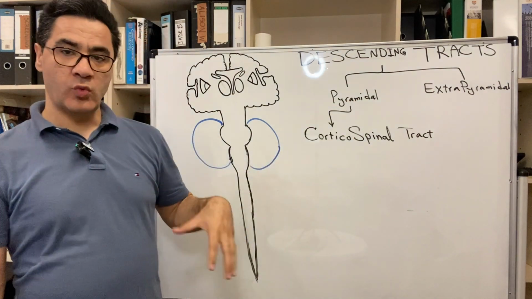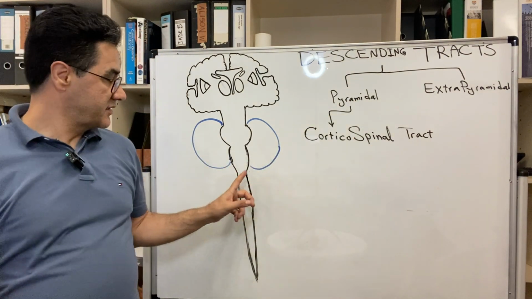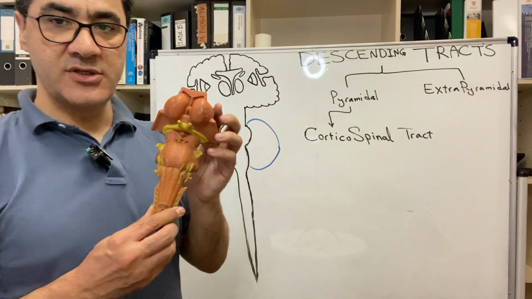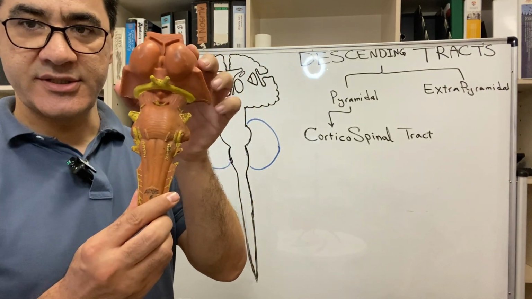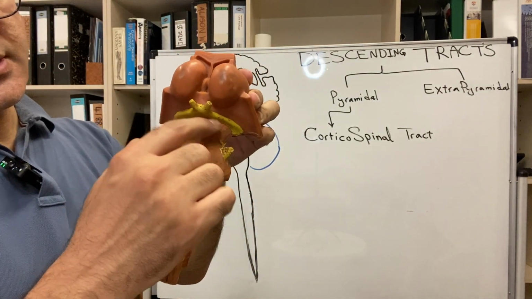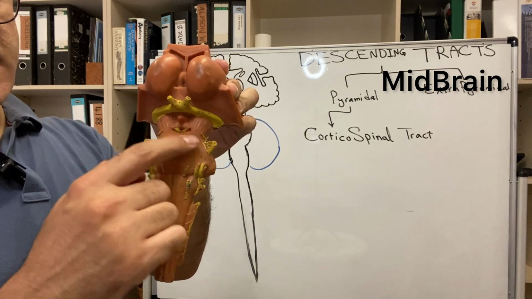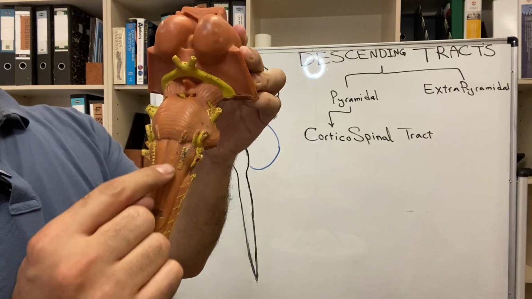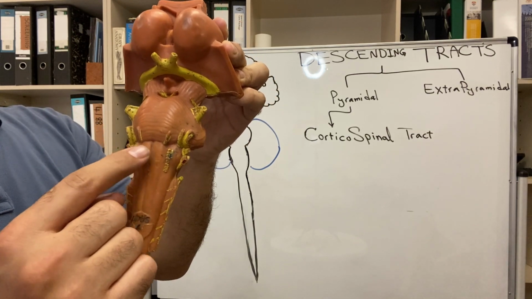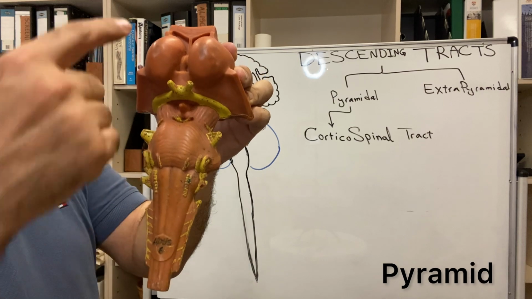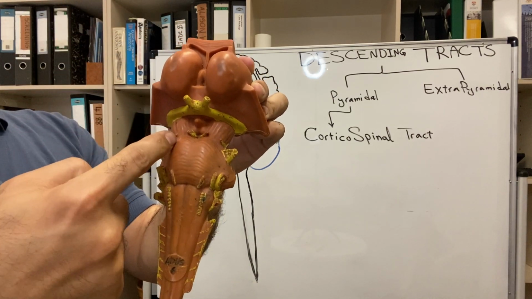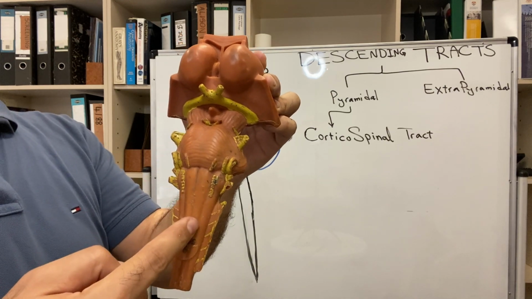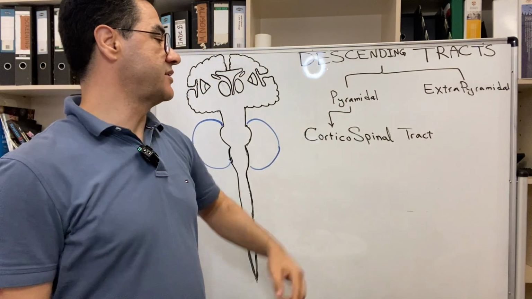Why is it one of the pyramidal tracts? Because it crosses the pyramid of the medulla oblongata. If you watch my previous videos, you are familiar with this model. From the anterior view, you can see the midbrain. This part is the pons, and down here we have medulla oblongata. On the anterior view of the medulla, we have two projections called the pyramid. So the corticospinal tract crosses the midbrain, pons, and finally the pyramid of the medulla oblongata. That's why it is called the pyramidal tract.